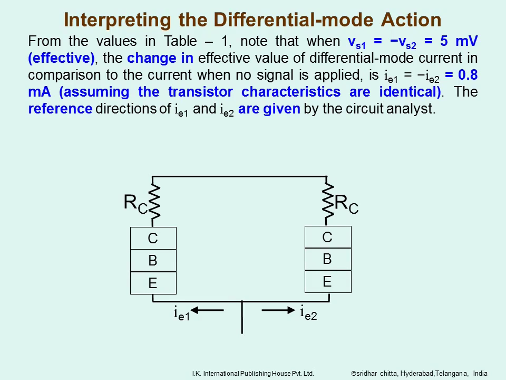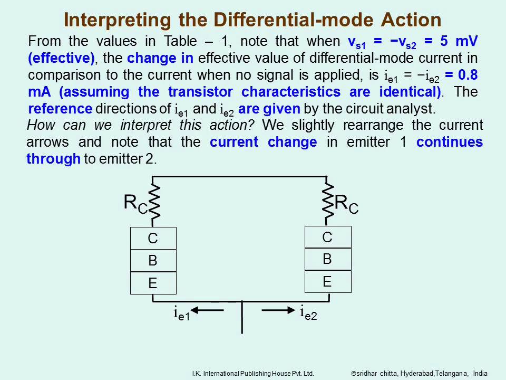How can we interpret this action? We slightly rearrange the current arrows and note that the current change in emitter 1 continues through to emitter 2. The subtle point is that there is no differential mode current in the emitter link to minus VEE.